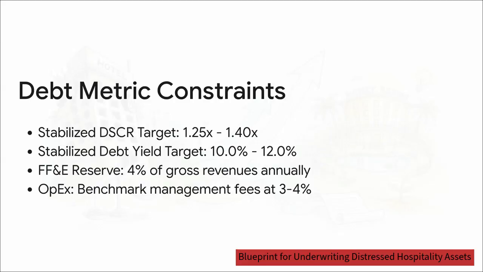Listen, if you miss these targets, there is no permanent refinance. Your capital gets trapped, and that holy grail 20% IRR instantly vaporizes.